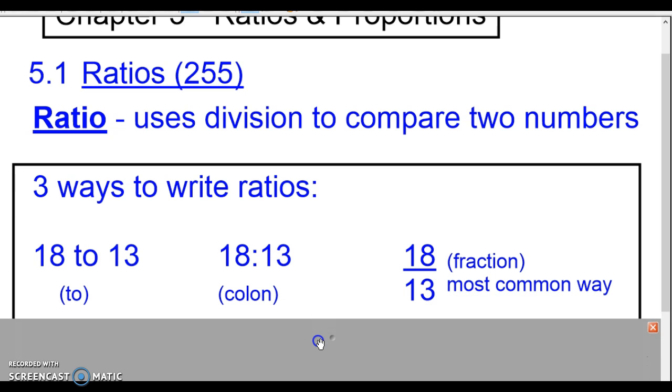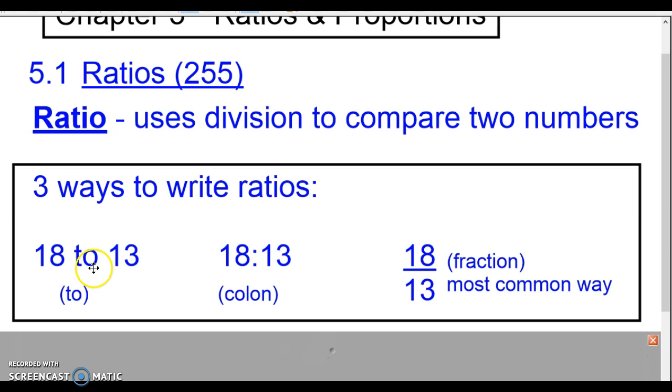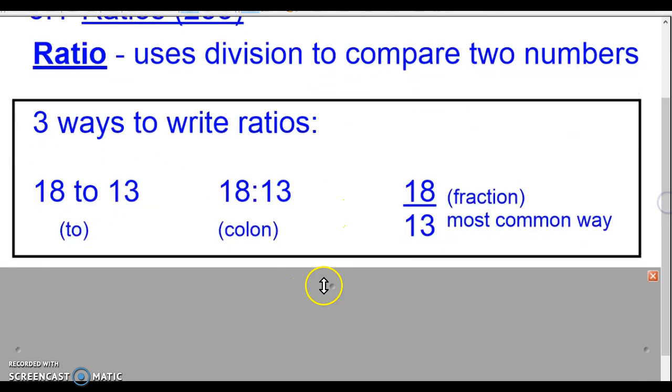There are three different ways to write ratios: 18 to 13 using the word "to", using a colon, 18:13, or as a fraction, 18/13. This is probably the most common way you'll see this. In word problems, you'll often see it with the word "to". So the amount of boys in our class to girls in our class is 18 to 13. It uses two different quantities and it compares them.